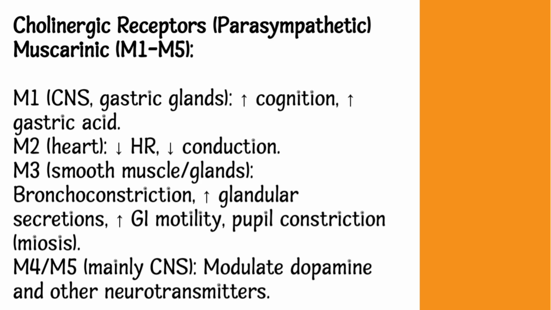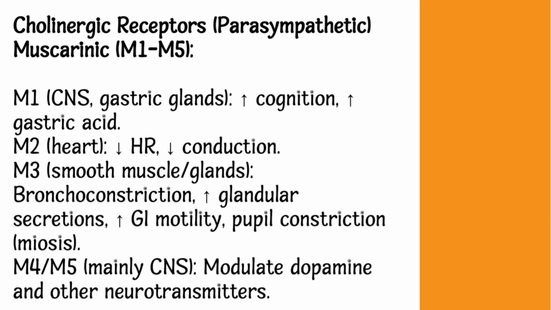So for a patient with peptic ulcer, you want to target this particular receptor so as to reduce the rates of gastric acid secretion. M2 is located in the heart. Its function includes, it reduces the heart rate, it reduces the conduction, that is the SA node conduction, the AV node conduction, and for the entire conductive system of the heart.